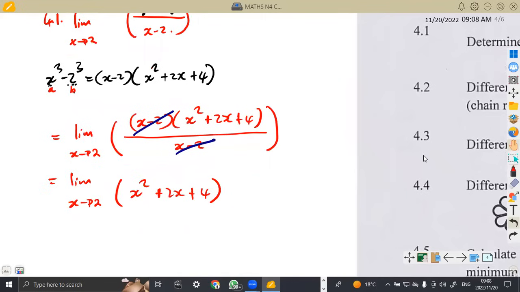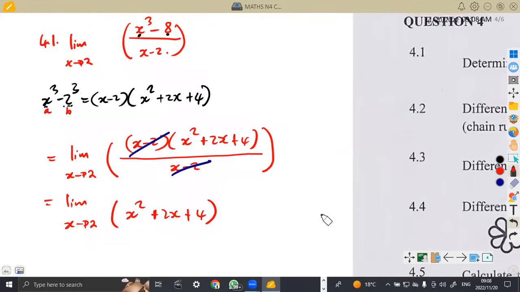Let's substitute. If x approaches 2, what are we going to have at the end? It is going to be 2 squared plus 2 times 2 plus 4. That's 2 squared, which is 4, plus 4 plus 4. 4 plus 4 plus 4, that's 12, isn't it? 4 times 3, that's 12. Okay, so this was the limit that we're going to have at the end. So our answer is just a normal number, which is 12.